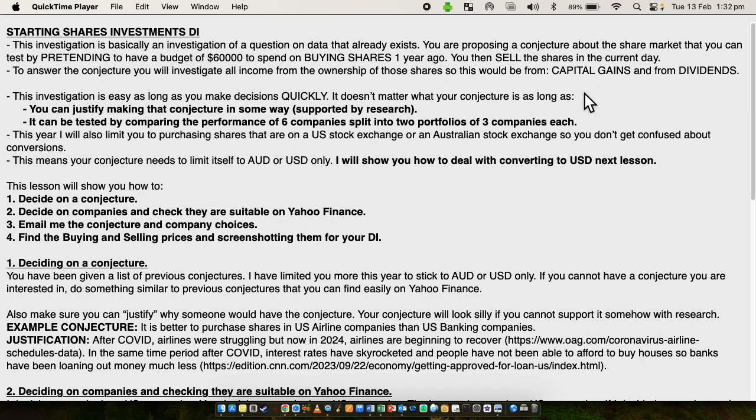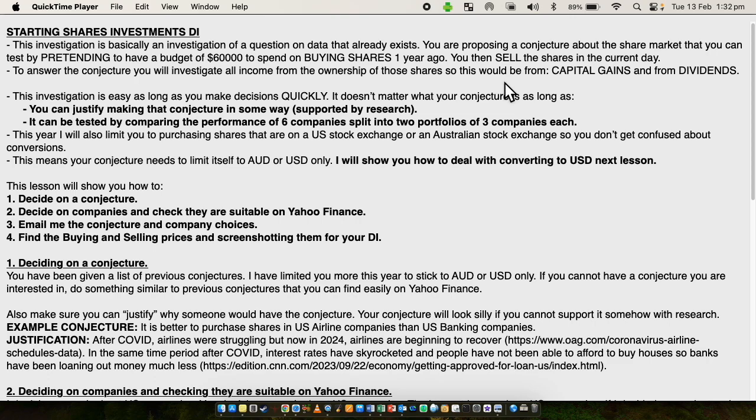You're proposing a conjecture. What other word can I use for conjecture? It starts with an H. Yeah, you're making a guess at something that will happen, and then you're using the data to see if that happened. You're making a conjecture about the share market that you can test by pretending to have a budget of 60 grand to spend on buying shares 1 year ago. You then sell the shares around about now. To answer the conjecture, you're going to investigate all the income from ownership of those shares.